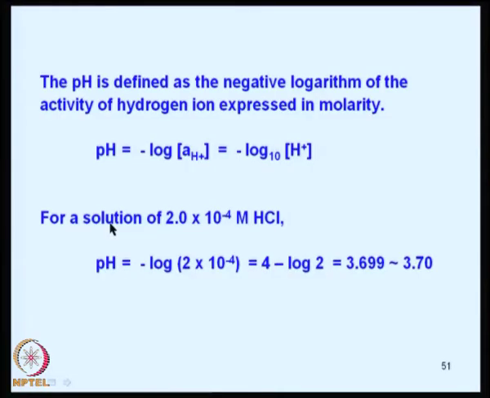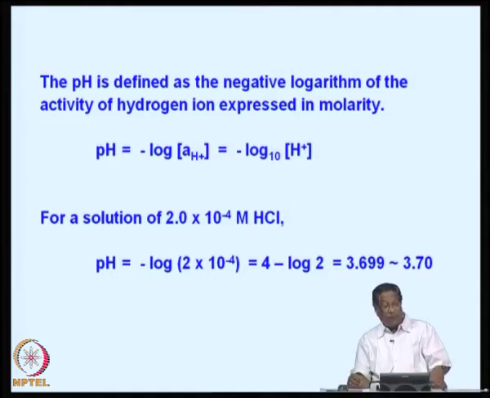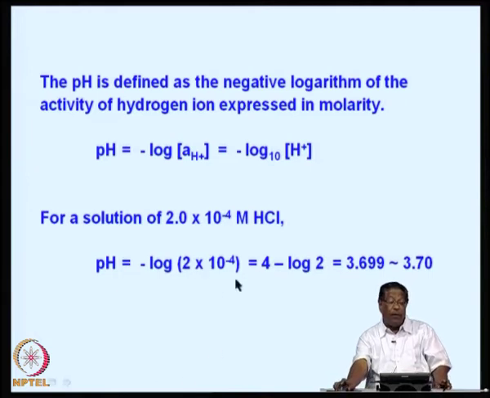Suppose you have a solution of 2 into 10 raised to minus 4 molar hydrochloric acid, then you can calculate the pH of this solution as negative log of 2 into 10 raised to minus 4, that is equal to 4 minus log of 2, which is 3.699, approximately equal to 3.7. That means, given any hydrogen ion concentration, you should be able to determine its pH.